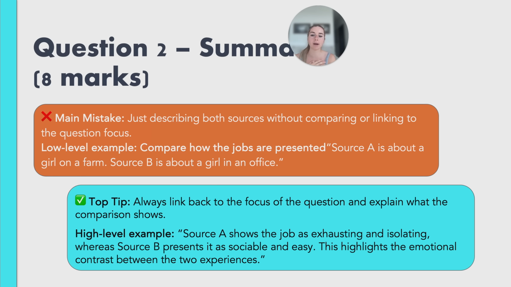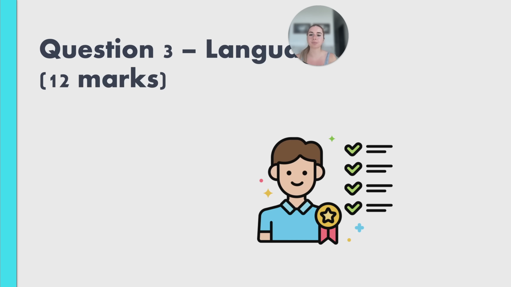You can see that in my original one, I said source A is about a girl on a farm, source B is about a girl in an office. There's no comparison. Now I've got my comparison word, which is whereas, and I've actually explained what the focus is, which is about jobs. Now, rolling on to question 3.